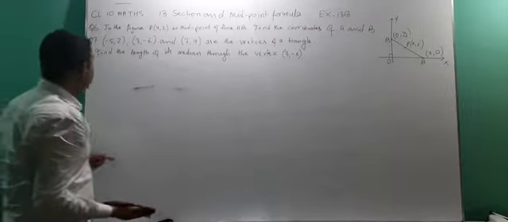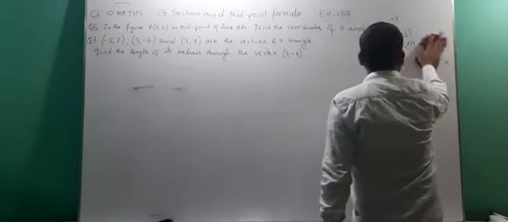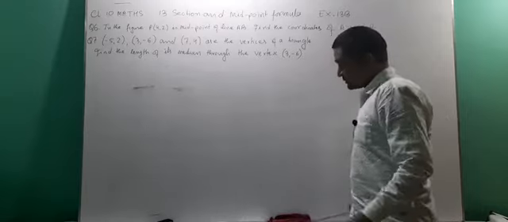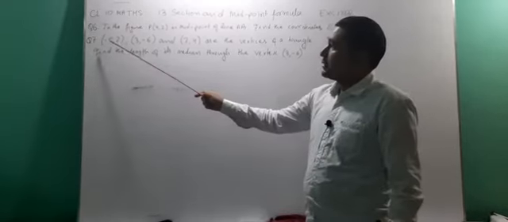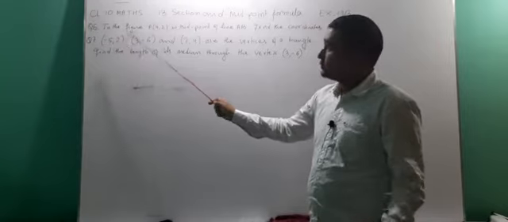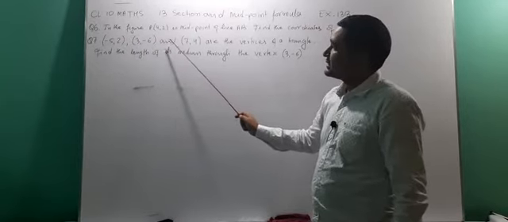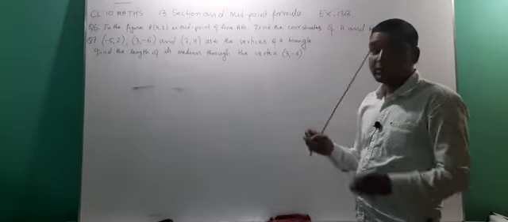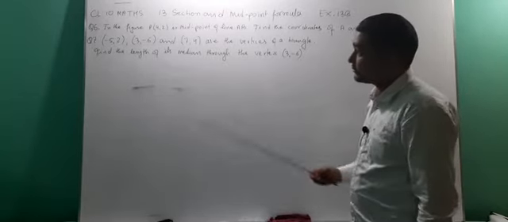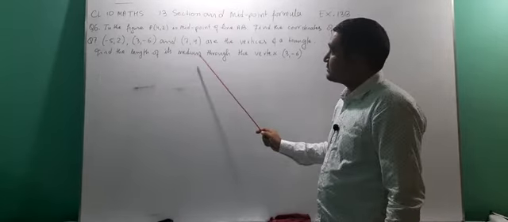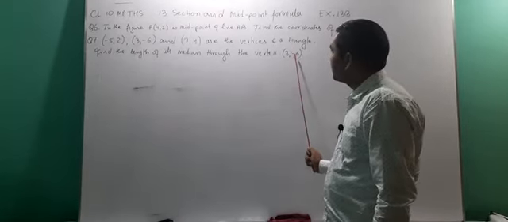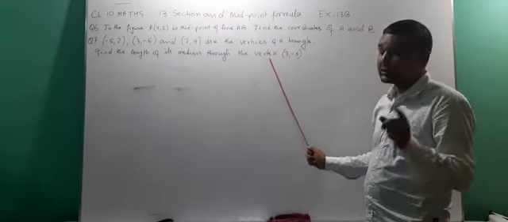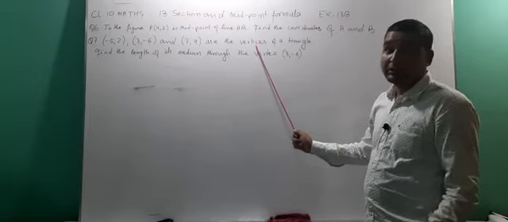Now next, question number 7. Just look here. Minus 5 comma 2, 3 comma minus 6 and 7 comma 4 are the vertices of a triangle. That means corner points of a triangle. Find the length of its median through the vertex of this corner. Okay, vertex means corner. A single corner is called a vertex and the plural form of vertex is vertices.